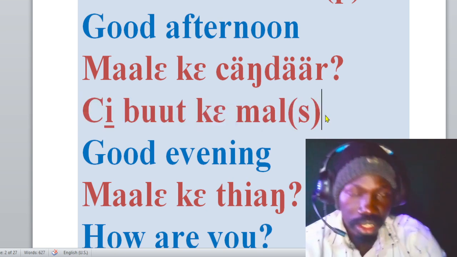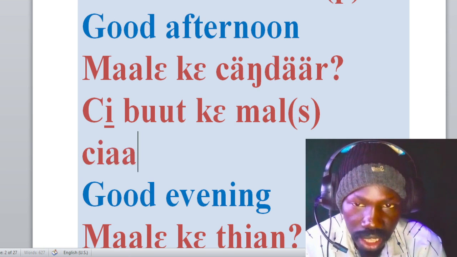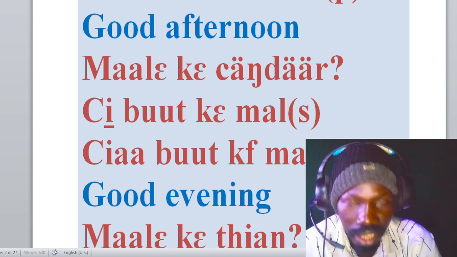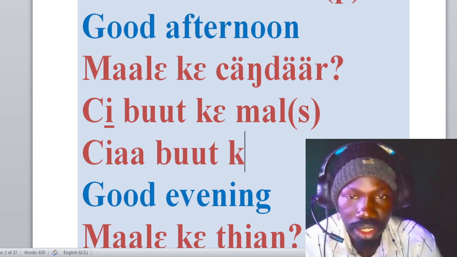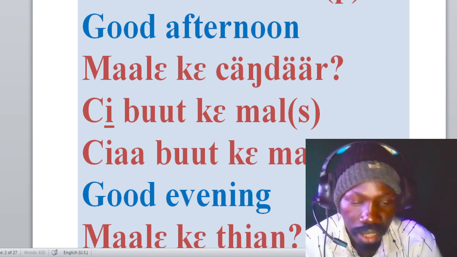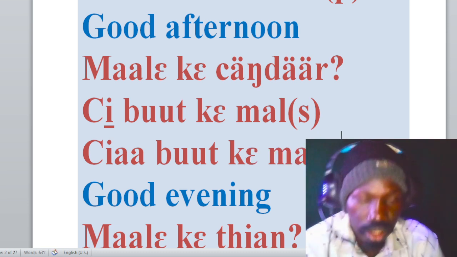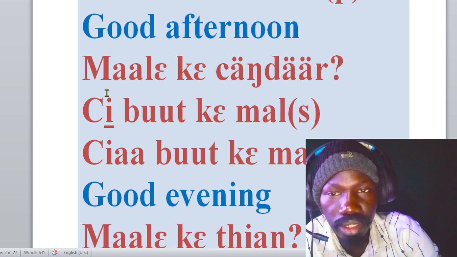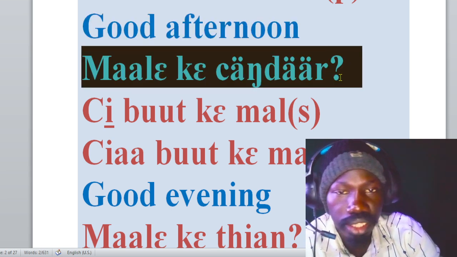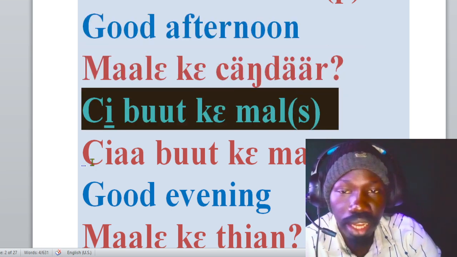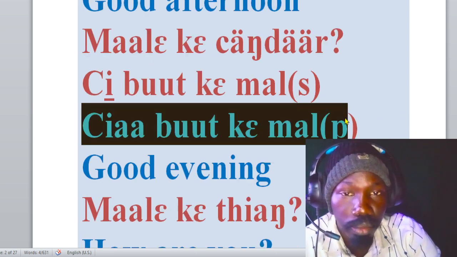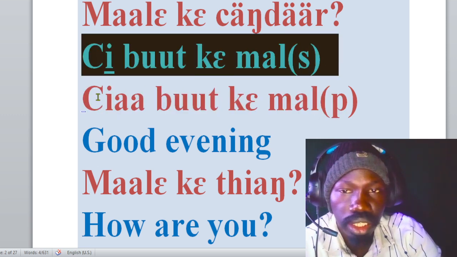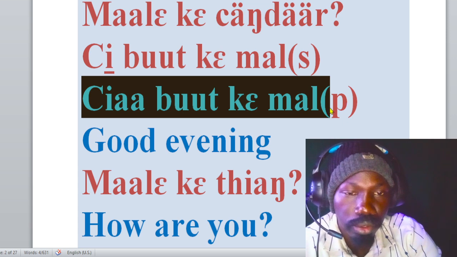Shibut kamal and shabut kamal. Okay, this is plural. Good afternoon, Malak Shangdar, Shibut Kamal, Shabut Kamal. And this one, Shibut Kamal is singular and Shabut Kamal is plural.